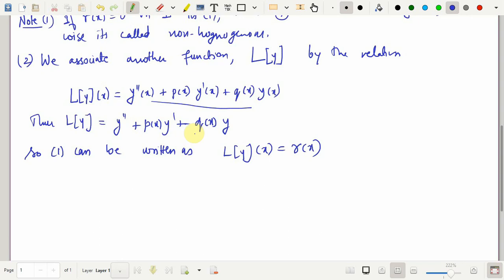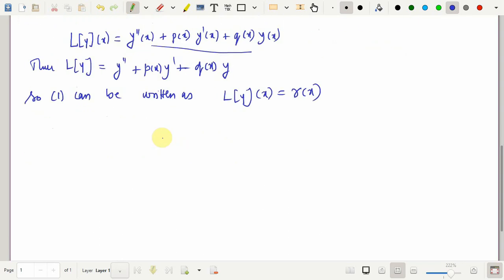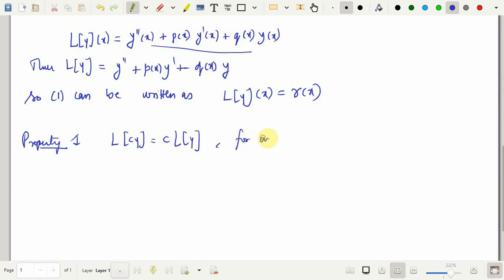For this particular relation, this L is a linear operator. That is what I am going to show. So, the first property 1: L of C y is the same as C into L of y, where C is some constant, for any constant C. That is very easy to prove, because you know that L of y is given in this way.